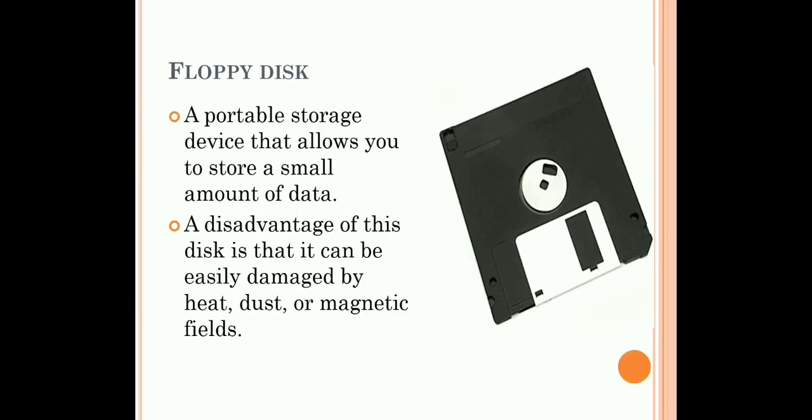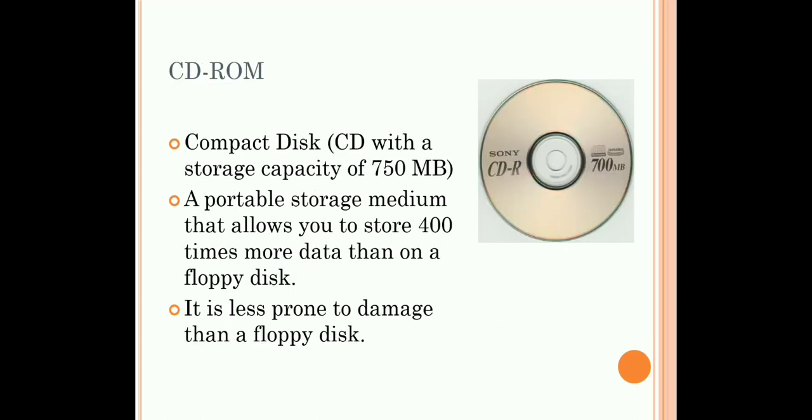Now we'll move to the next slide, which is the floppy disk. Here you can see the picture of a floppy disk. It is a portable storage device that allows you to store a small amount of data. The only disadvantage is that it can be easily damaged by heat, dust, or magnetic fields.